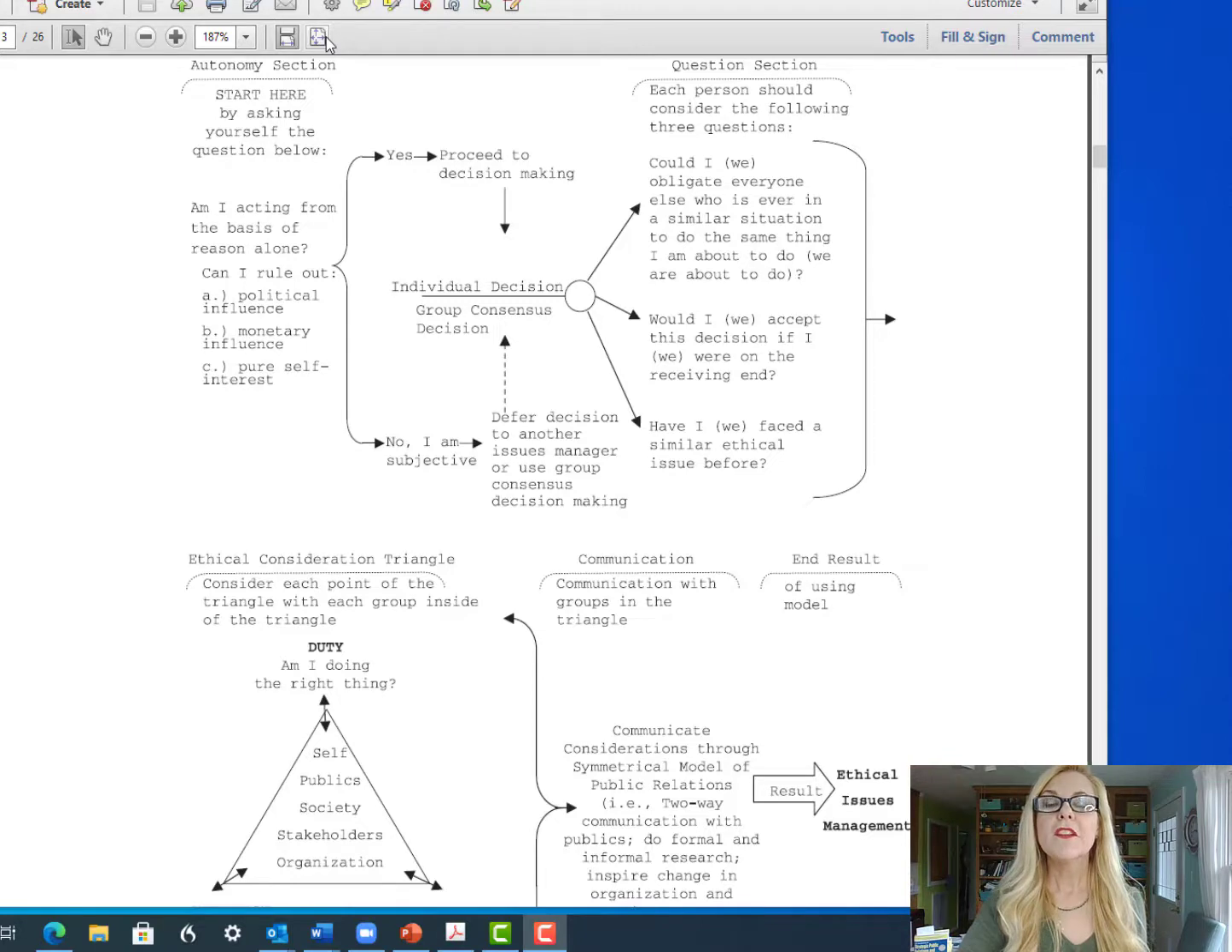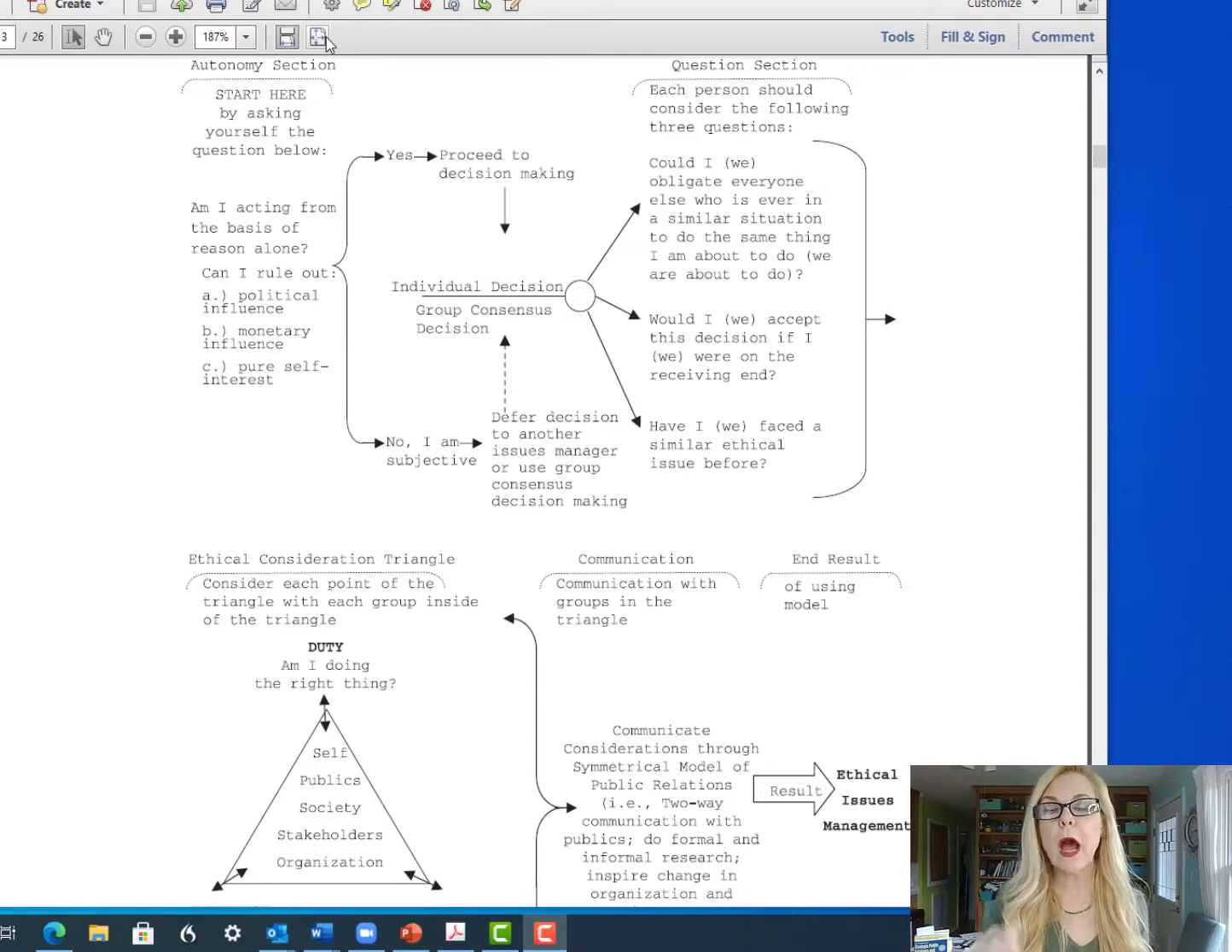So, the philosophy of Immanuel Kant is based heavily on moral autonomy and individual rational decision making. So we start at the section that says start here, the autonomy section, and we have a few considerations to rule out to make sure that you're truly a morally autonomous decision maker, meaning that you're making the decision based on moral principle and what's right alone, rather than prudential self-interest or other consequentialist types of outcomes.